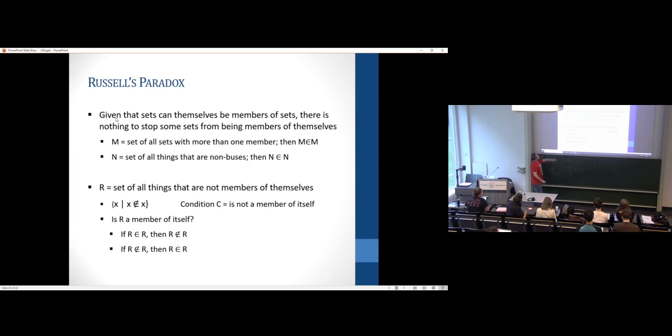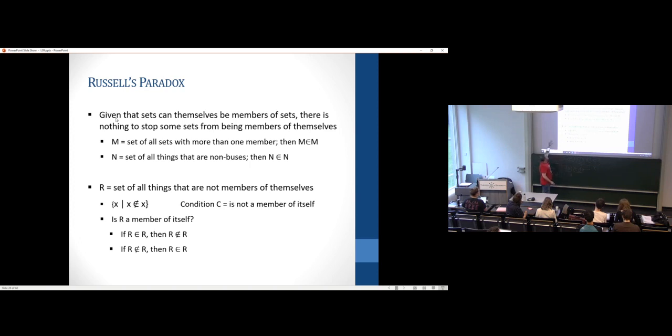Now, let's have R. R is the set of all things that are not members of themselves. This is the parallel to "shaves everyone who doesn't shave themselves." So R is the set of things that aren't self-membered. Here's the problem. R cannot exist.